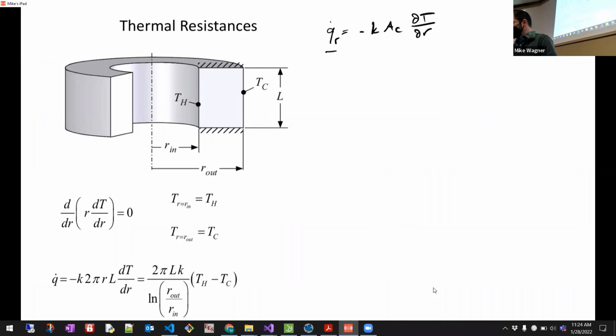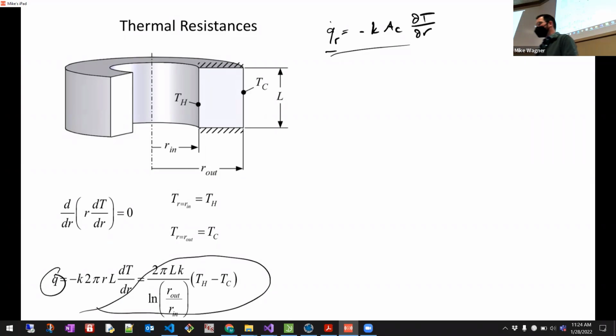Okay, so we evaluate this. We come up with this expression here, Q is this function. The idea behind thermal resistance is that if you just want to understand the basics of a problem, you just want to get a handle on what's important in a problem, thermal resistances are really the best way to do that. Okay, and where does this idea of thermal resistance come from?